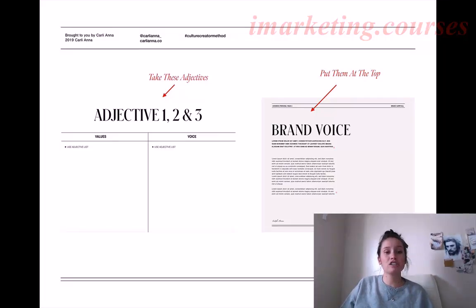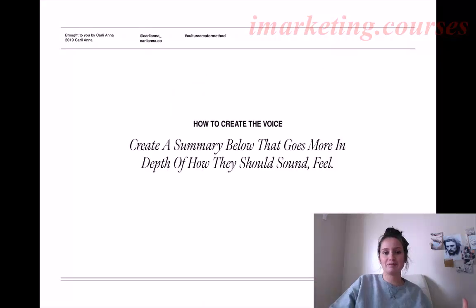Okay, so how do we create the brand voice? What you're going to do first is take those three adjectives that you did in the strategy session, adjectives 1, 2, and 3, and just transfer them over and put them at the top of the brand voice, because these are the adjectives that you're really going to focus in on, that you want the brand voice to overall feel like. Next, you're going to create a summary below those adjectives that goes a lot more in depth about how those adjectives are going to be used and why we're doing that.